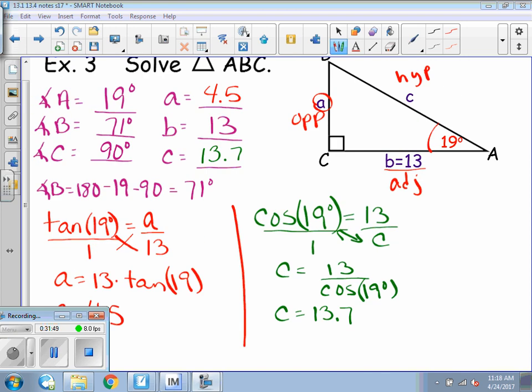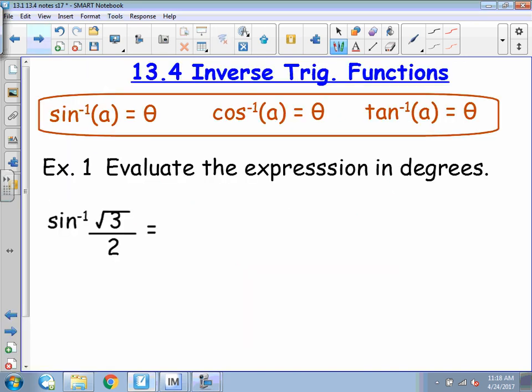The last set of problems has to do with figuring out what the angle is. So they give us the lengths of the sides, but we only know the 90-degree angle. So you have to figure out what is theta. Okay? So that is what I'm talking about, although we'll use the inverse trig functions, okay?